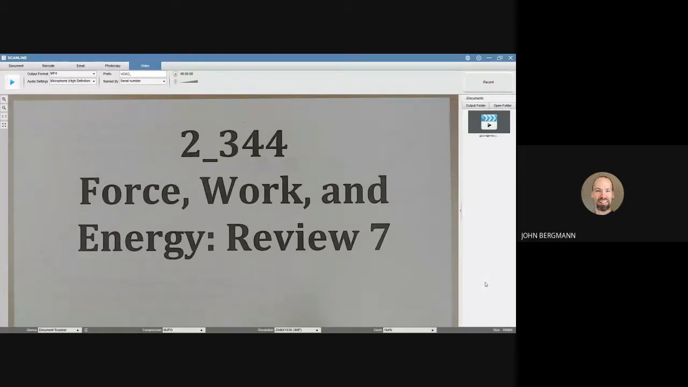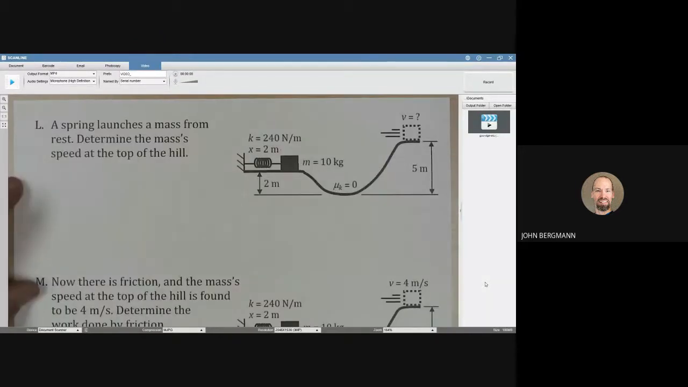Force, work, and energy review 7. A spring launches a mass from rest. Determine the mass's speed at the top of the hill.